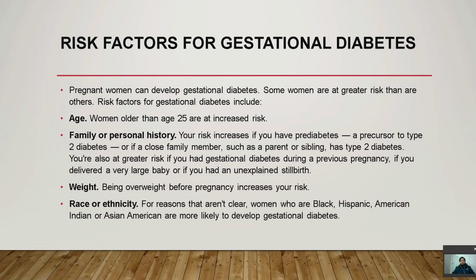Family or personal history. If someone has a genetic history of type 2 diabetes, it may cause diabetes in the person. Being overweight before pregnancy increases the risk of getting diabetes in future. Race or ethnicity. For reasons that are not clear, women who are Black, Hispanic, American Indian, and Asian American are more likely to develop gestational diabetes.